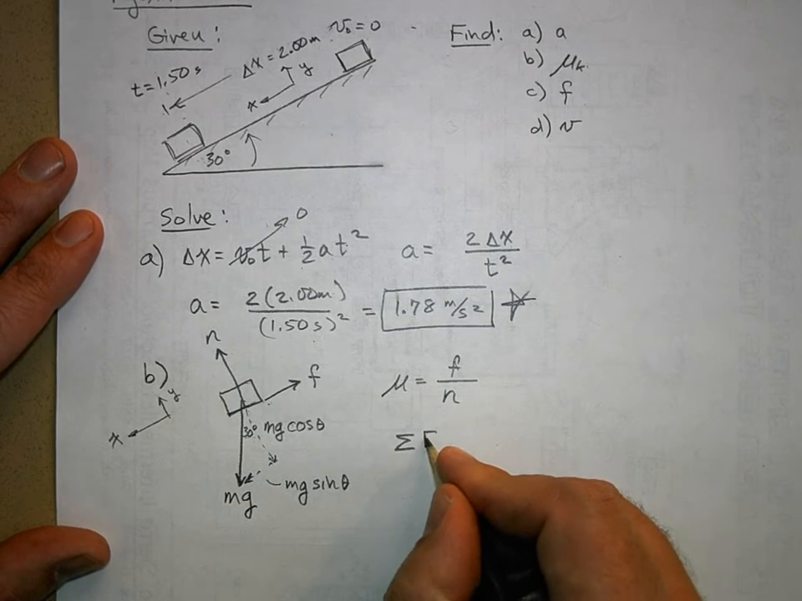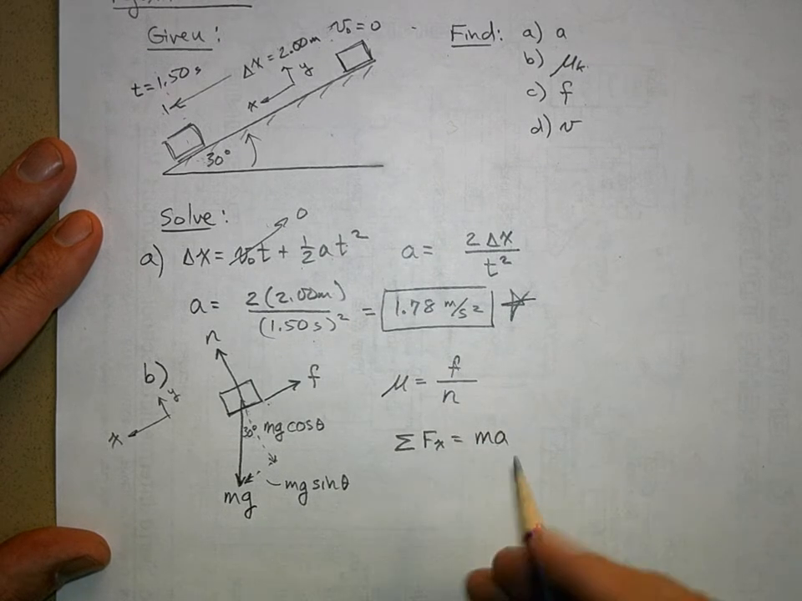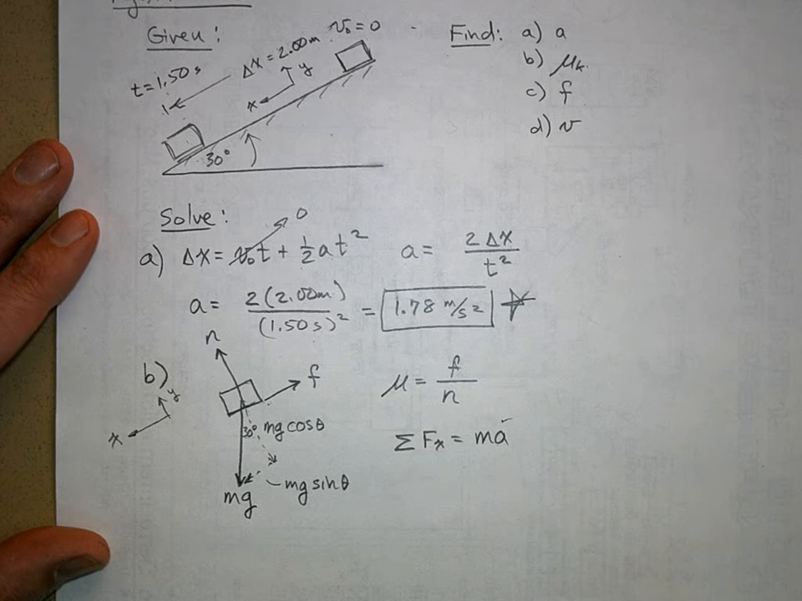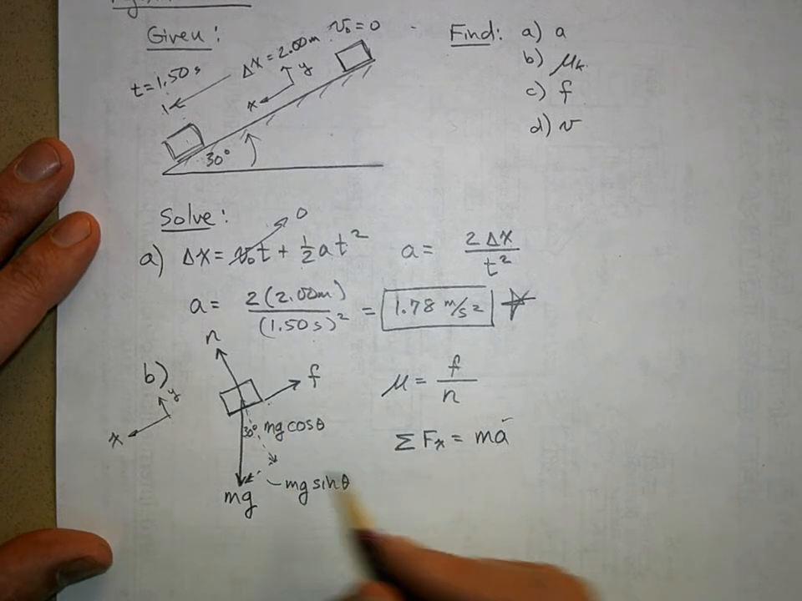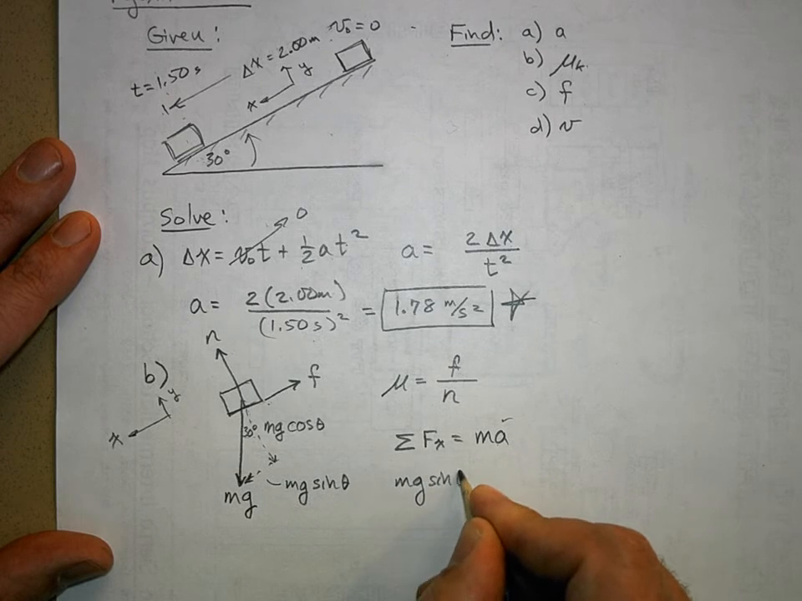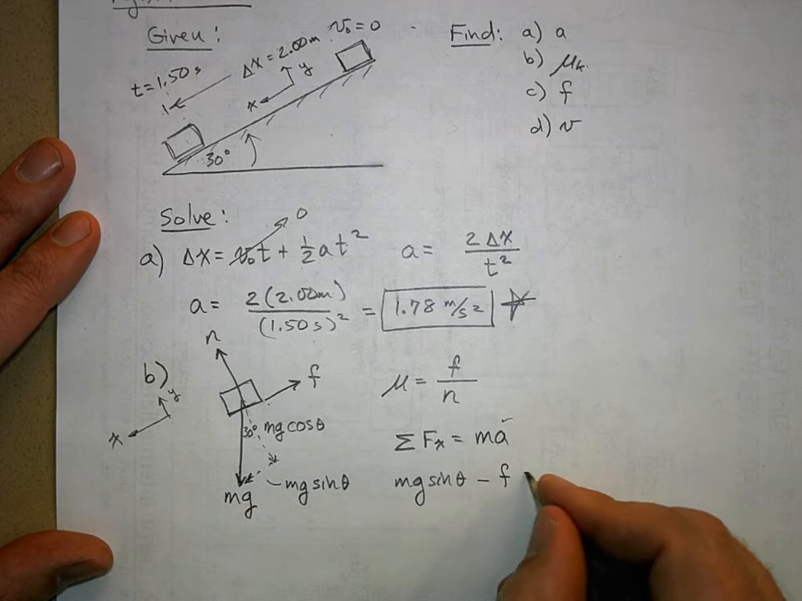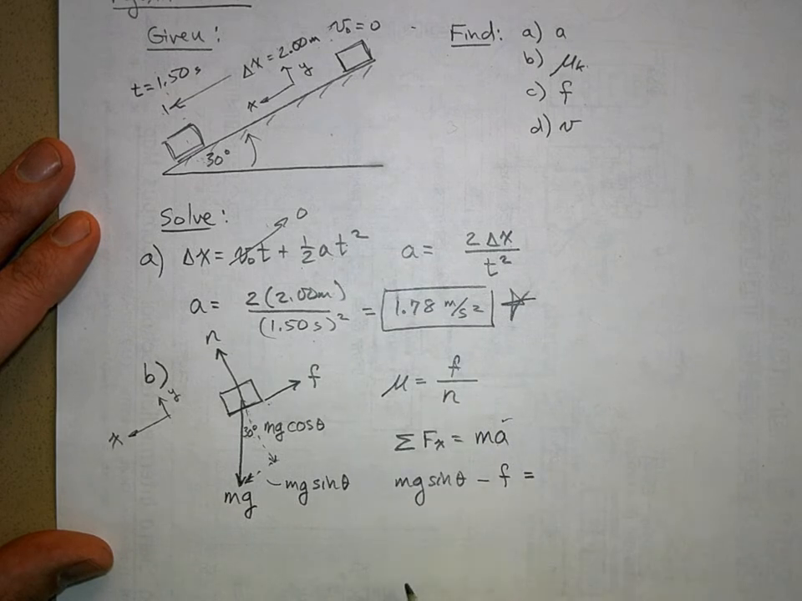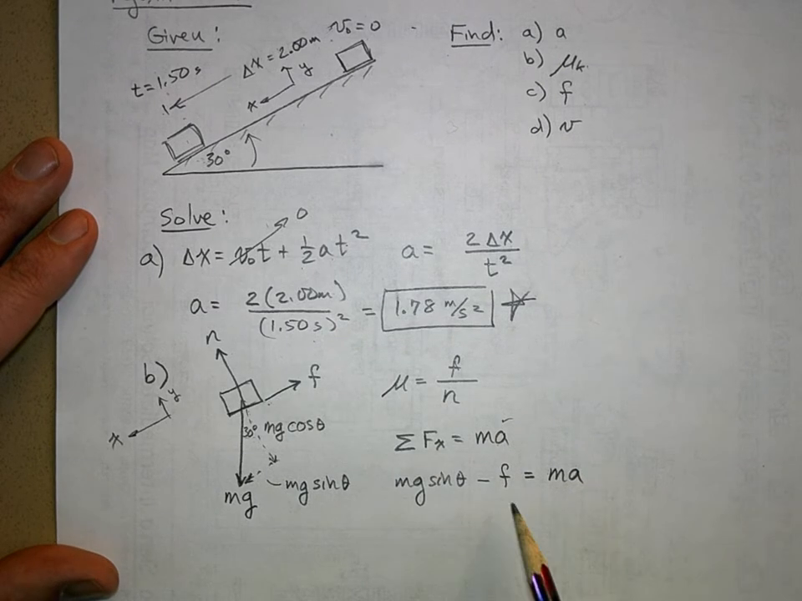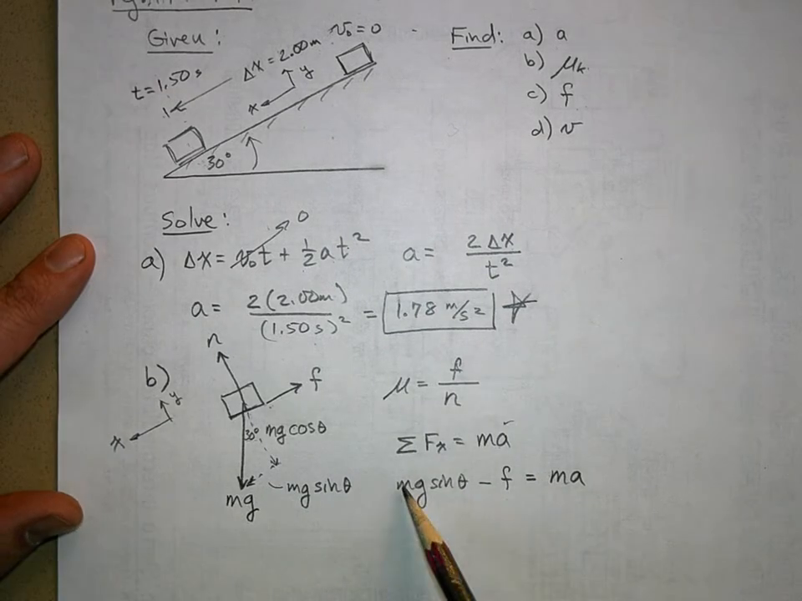If I sum the forces in the x direction, that's going to be equal to ma. But I know what a is now, right, from part A. So we've got mg sine theta minus the force of friction equals ma. Now, we might as well solve for the force of friction right away, even though it's part C, because look, it's right here, and we know all these things.